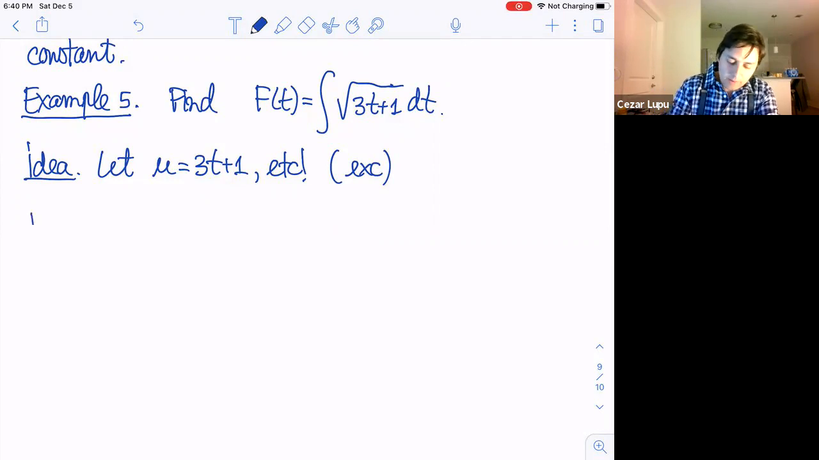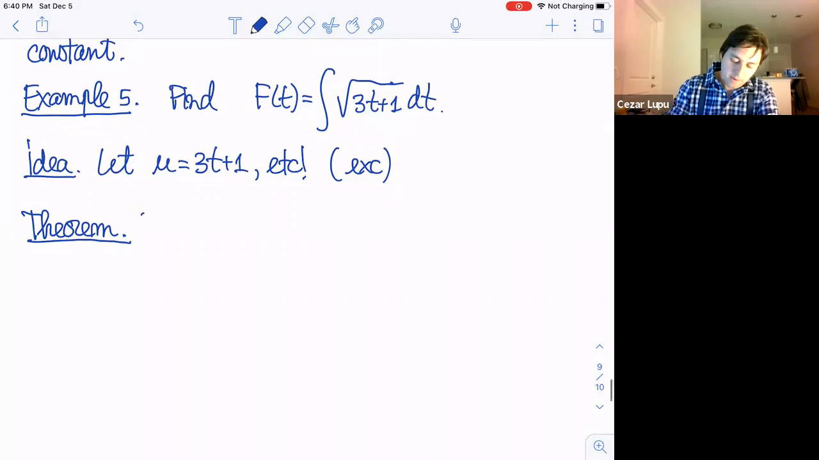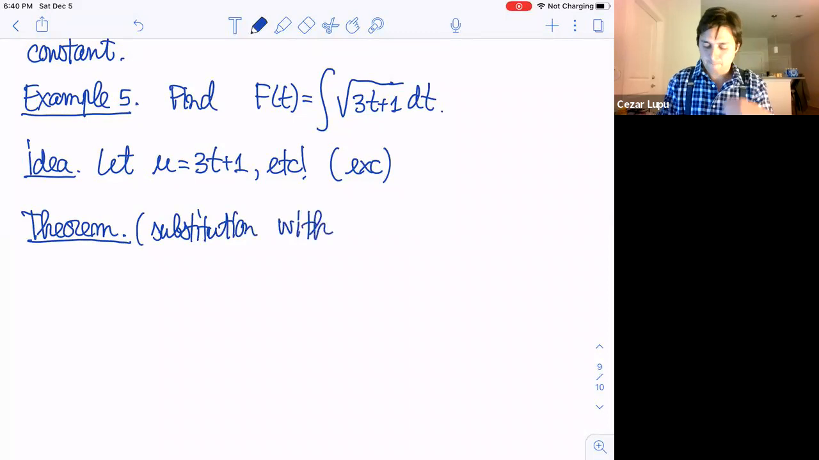Now I want to veer towards, because we've dealt only with indefinite integrals, now I want to deal with definite integrals. So this will be the substitution with definite integral.